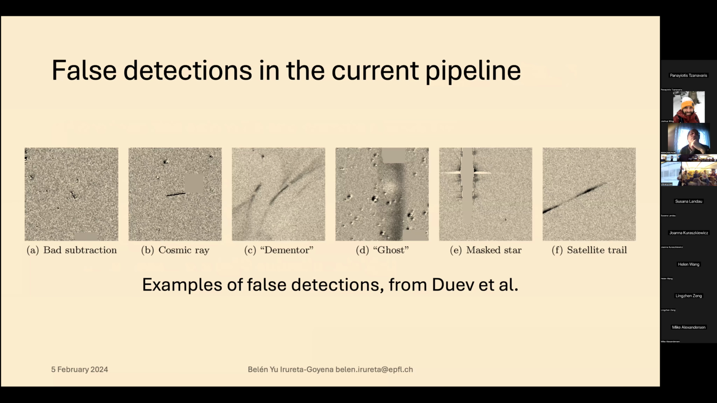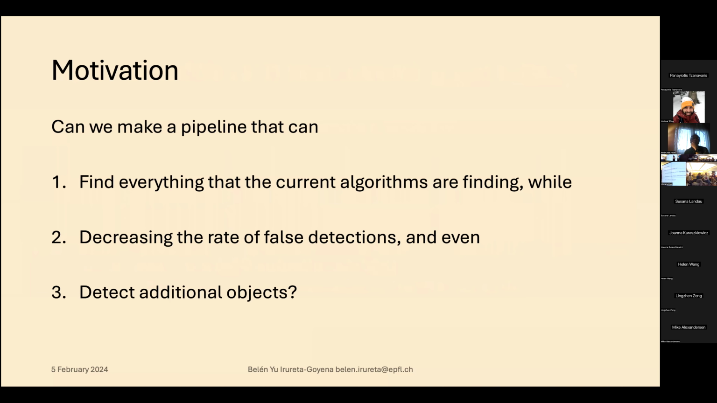And then there are two other steps, the machine learning classifier, and then people who have to look at these images and say, okay, they are asteroids or they're not. So the whole idea of this project was, can we make a pipeline that's able to recover as many asteroids as the current pipeline, while decreasing this massive rate of false detections? And are we even able to find some asteroids that are currently being missed by the current pipeline? Those are the three questions that we're trying to answer in this work.